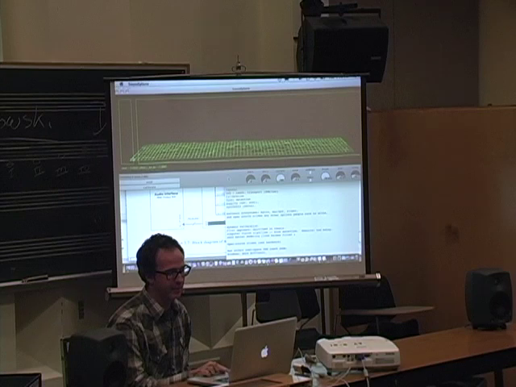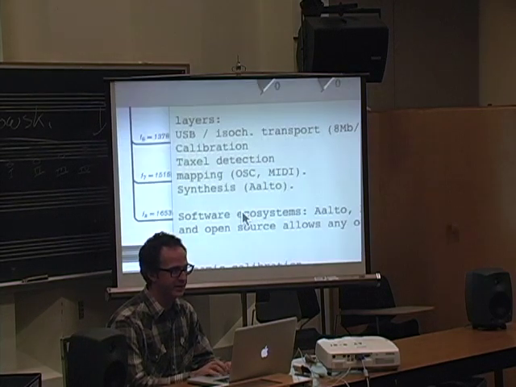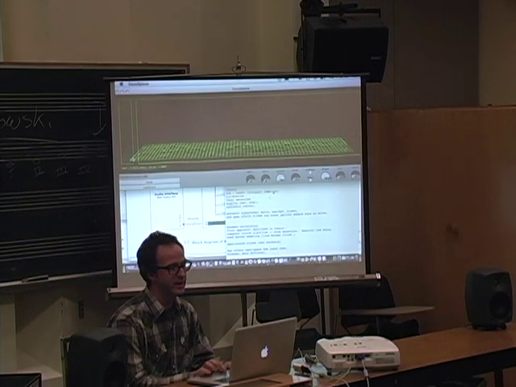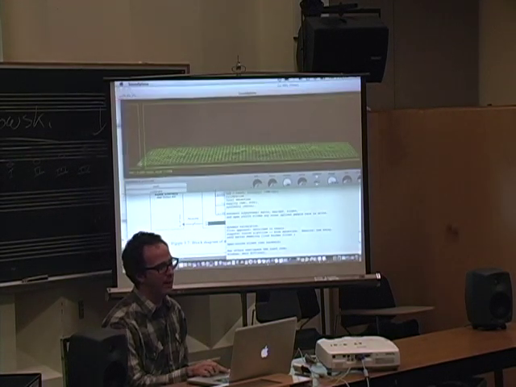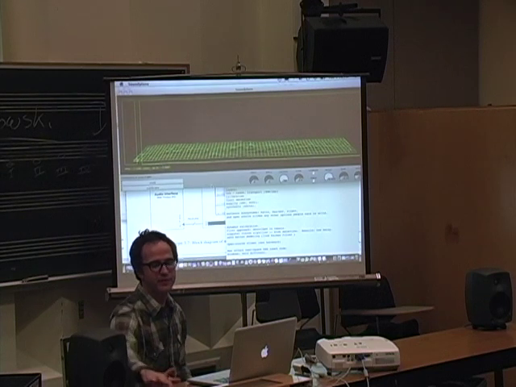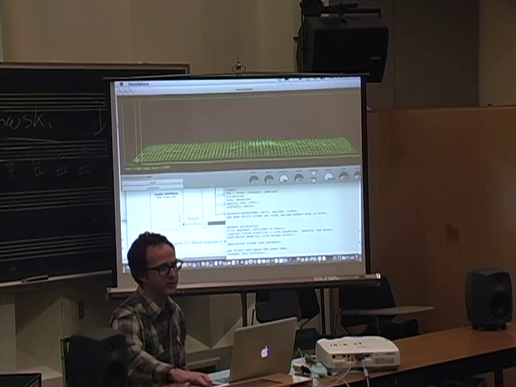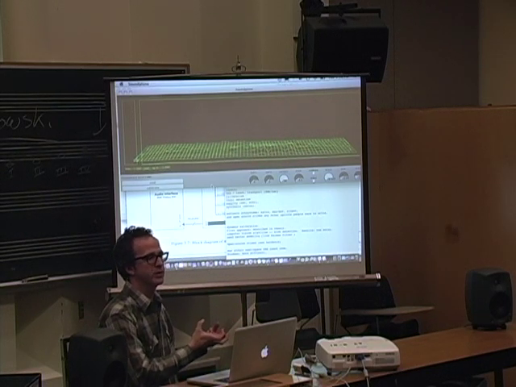Next there is, this should not say taxel detection here, but it should say something like centroid detection. I'm using this device, and obviously I want to know where my fingers are in X and Y a lot, as opposed to just the pressure that's applied. But the only data I have is the raw pressure.